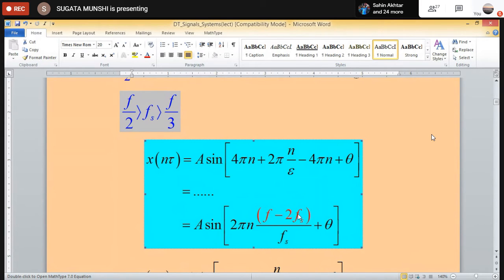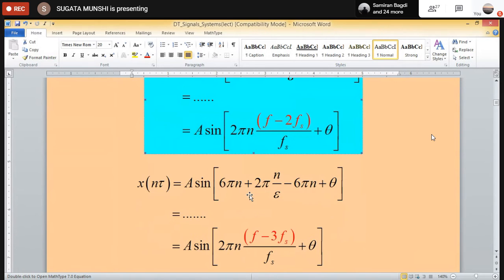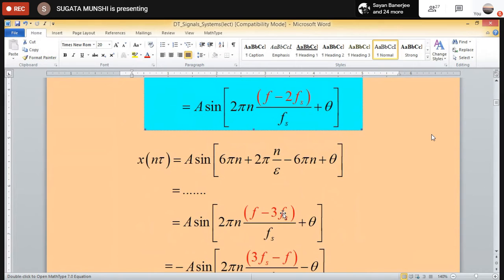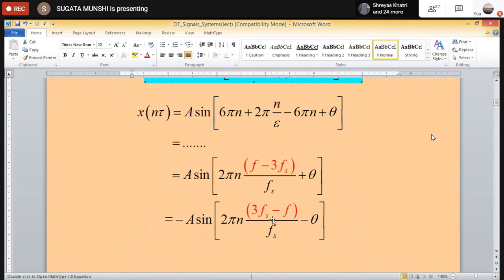The other possible alias will be if, instead of 4 pi n, you add 6 pi n and subtract 6 pi n. Then you get here minus a sine twice pi n, 3fs minus f. All right. So these are the two possible cases. Either f minus 2fs or 3fs minus f. Whichever is smaller will be reconstructed from x and tau.